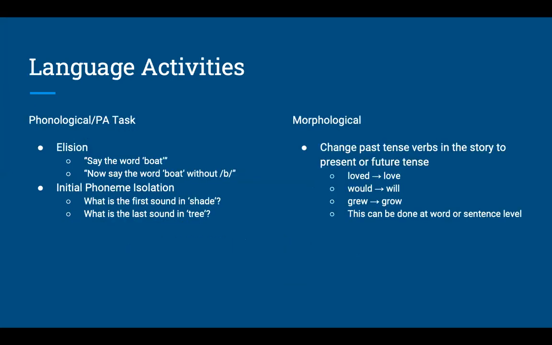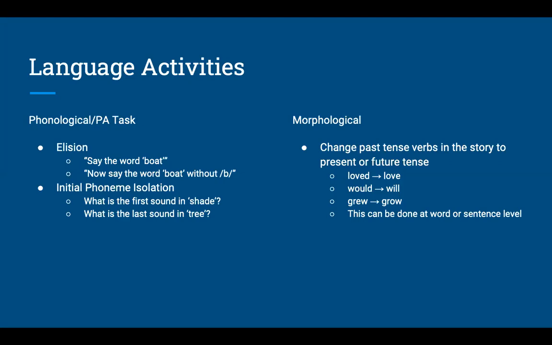And then for language activities, we can target both phonological and morphological skills. For phonological, we can work on elision tasks, so things like say boat, now say boat without the buh, or initial phoneme isolation. So just talking about sounds, like the first sound in the word or the last sound in the word, and that facilitates phonological awareness.